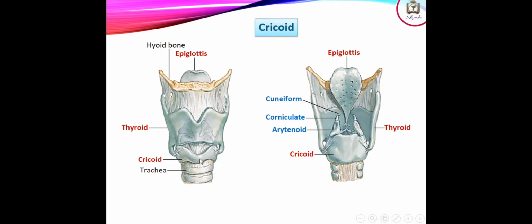This cartilage has a ring anteriorly and a lamina posteriorly. And as you see, the cricoid lamina articulates with the inferior horns of the thyroid to form the cricothyroid joints. In addition, the cricoid lamina articulates with the arytenoid cartilages. So remember that the arytenoids are located just on the cricoid lamina.